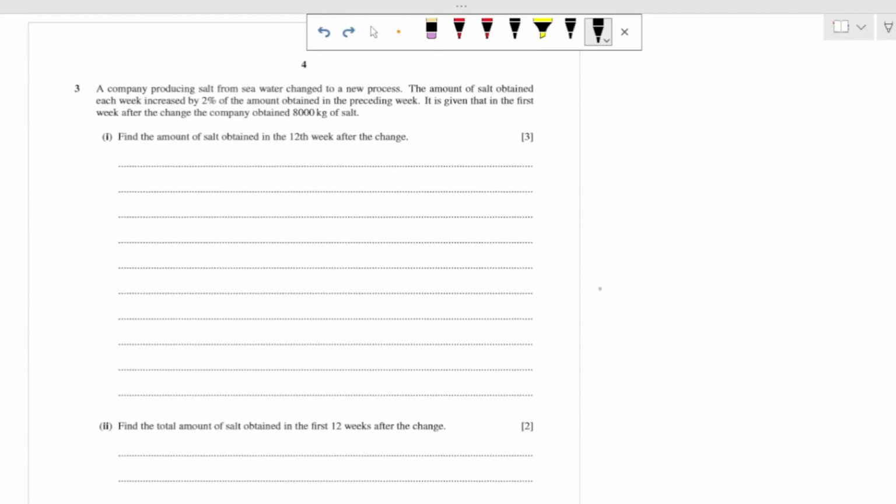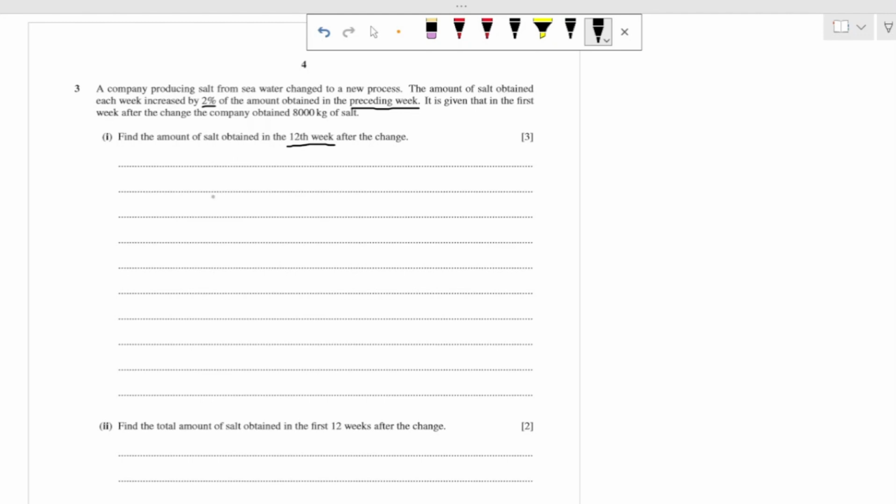Question 3. A company producing salt from seawater changed to a new process. The amount of salt obtained each week increased by 2% of the amount obtained in the preceding week. It is given that in the first week after the change, the company obtained 8,000 kilograms of salt. Part 1. Find the amount of salt obtained in the 12th week after the change. So from the question, we can figure out that this is some sort of a sequence or a progression question.